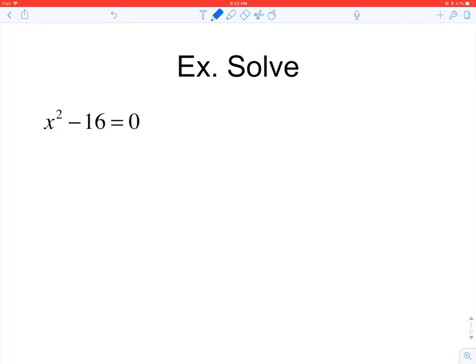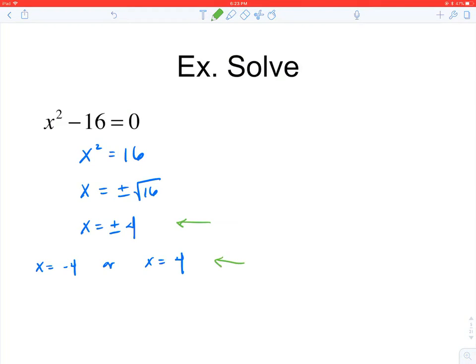So here we want x squared to be by itself on one side of the equation. So we could add 16 to each side of the equation to have x squared equals +16. And then when we take the square root of each side, we'll get x is equal to plus or minus the square root of 16. And the square root of 16 is 4. So x equals -4 or x equals +4.